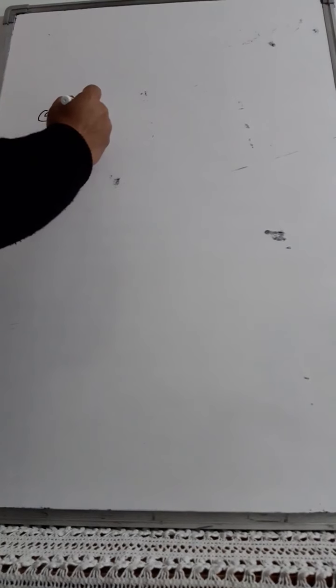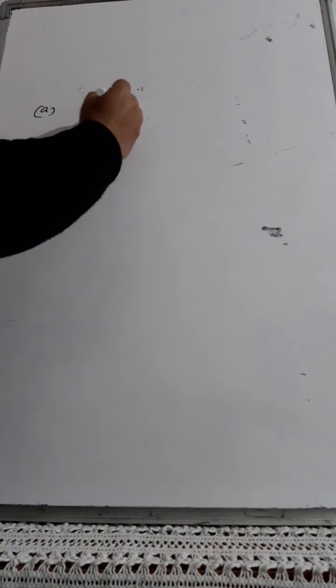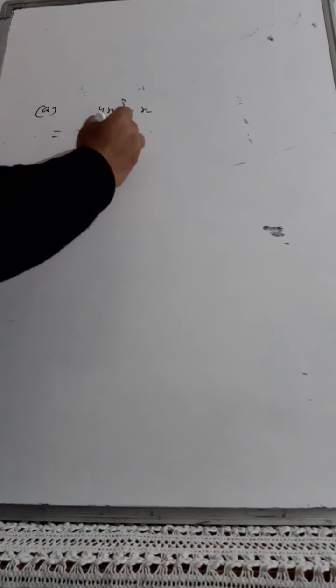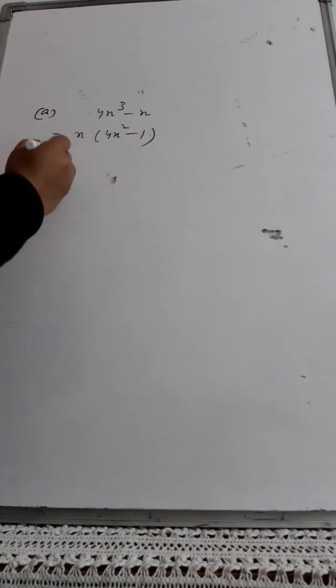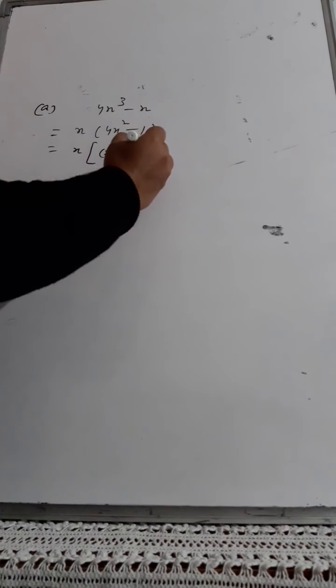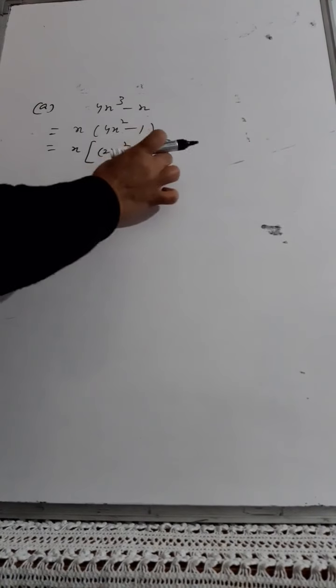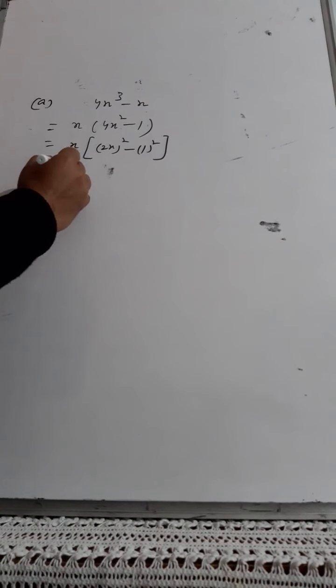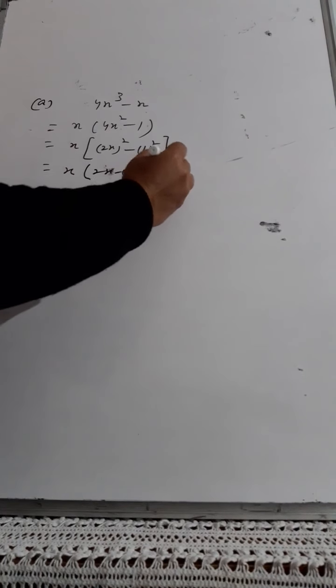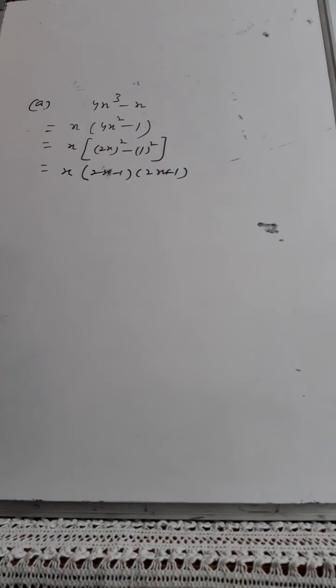You need to factorize. A part was there. This was consisting of 4x cube minus x. Now again you see x is common there, so inside the bracket I will be left with 4x square minus 1, and here I know this is the square of 2x and 1 is always the square of 1. So inside the bracket I am getting a square minus b square. So now this is a. Here I can write 2x minus 1 and 2x plus 1. So this is the answer for the first part of your question number 3.